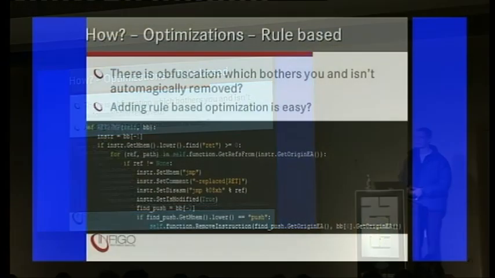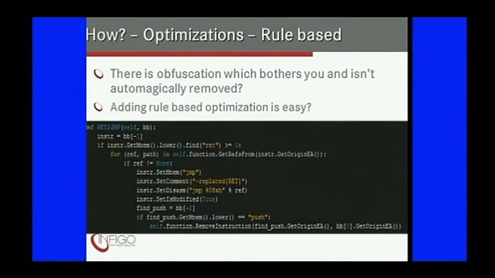The last one is rule-based optimization. So there is optimization that isn't automatically removed. You can just write a script to remove it. I think it's pretty easy to do. Here's a simple one that can replace a ret with a jump. So if you have a push address before a return instruction, you can classify it as a jump rather than the end of function. These 10 lines of code are an example of such a heuristic rule for optimization.